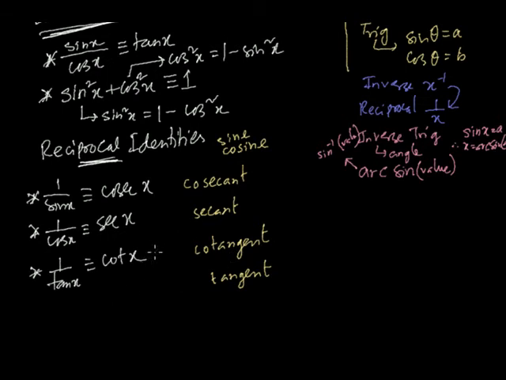Now when we talk about the reciprocal identities, you can also call 1 by cosec x as sin x, 1 by sin x as cosec x, 1 by cos x is sec x. Similarly, 1 by sec x is cos x, 1 by tan x is cot x, 1 by cot x is tan x. They're interchangeable. So the reciprocal identities are just as important.